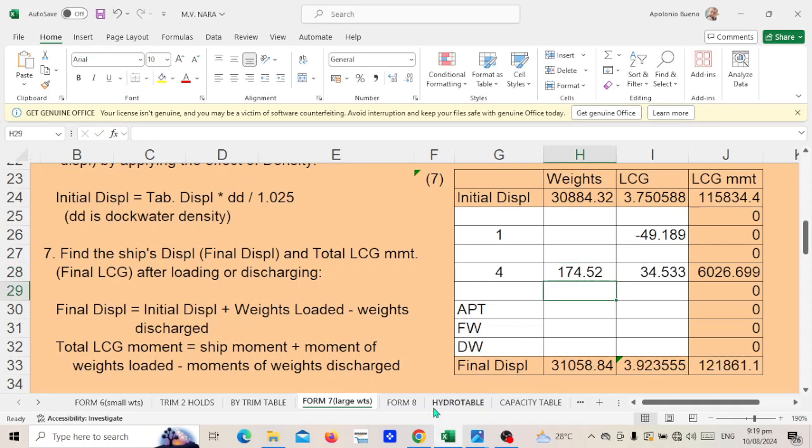Enter. Now, guys, it says here that loading weights should be positive and weights discharged should be negative. So when you take out weights, it should be a minus sign. When you load weights, it should be positive. Here, because we're going to take out weight in hold number 4, this should be a negative sign. So we put a negative sign there.